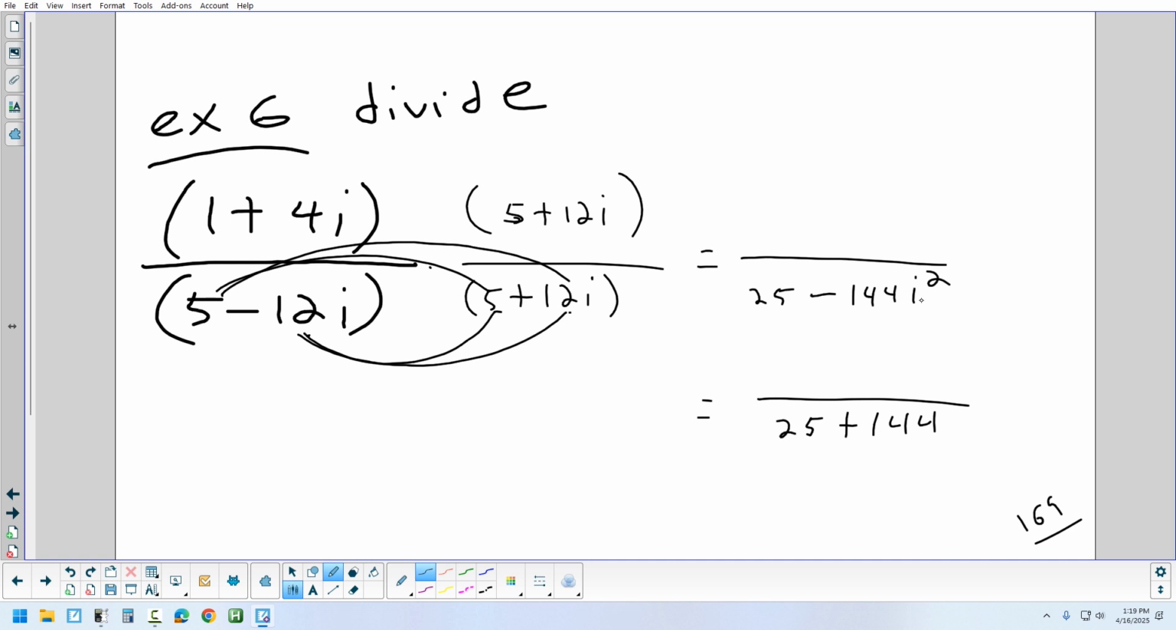Let's do the top. What's 1 times 5? So you get 5. What's 1 times 12i? 12i. And 5 times 4i? 20i. What's 20i and 12i?